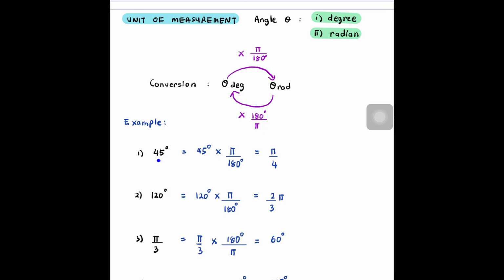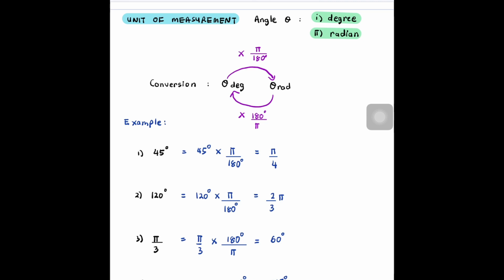For example, let's say you have 45 degrees. So how to write this one in radian? 45 times pi over 180. Simplify this one, you have pi over 4. So this is the unit of angle in radian. This is the unit of angle in degree. The same thing. And then if you have, let's say, 120 degrees, how to write this one in radian? Multiply with pi over 180. So this one is equal to 2 over 3 pi radian.